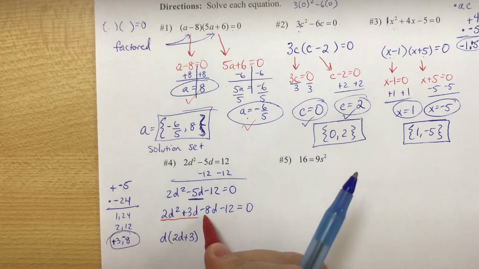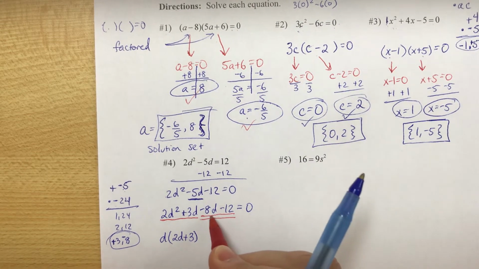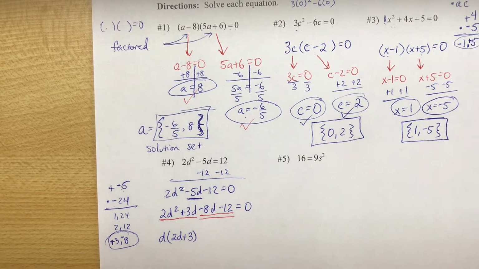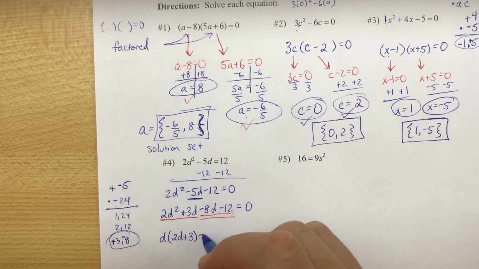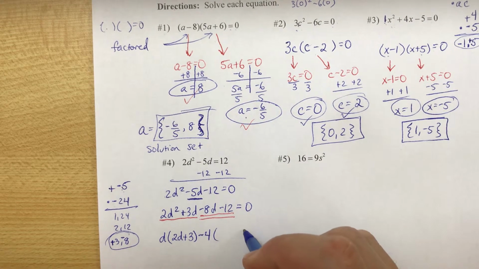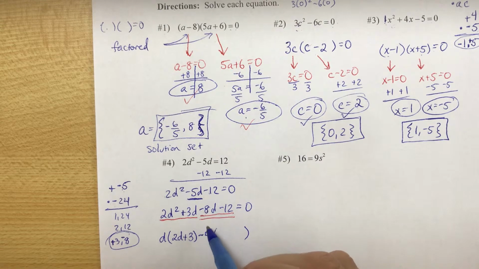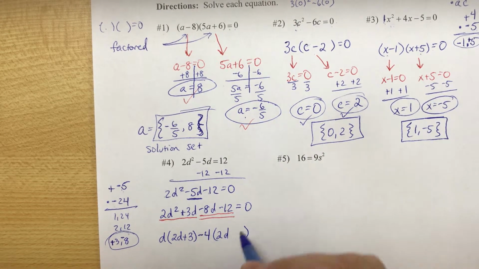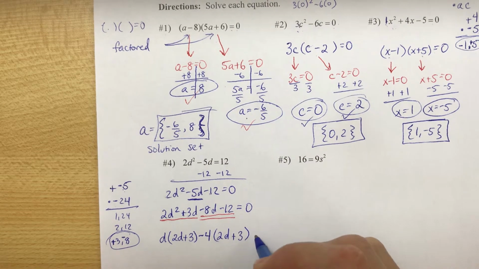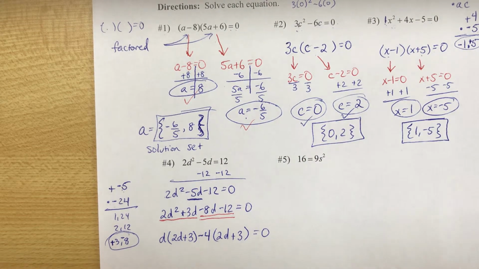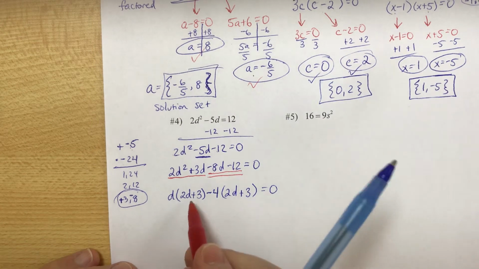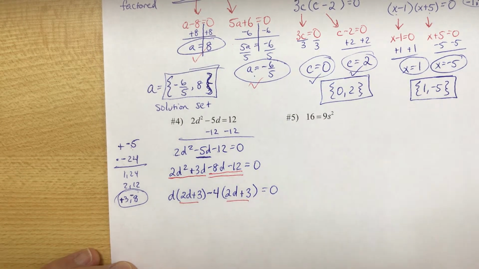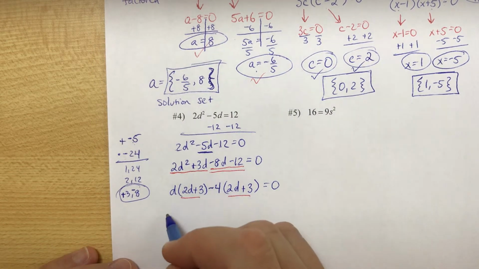Now the second pair, they're both negatives. 4 goes into those. I'm going to factor out negative 4. And the reason is, when we divide negative 8 by negative 4, we get positive 2d. Negative 12 divided by negative 4 is positive 3. And notice what looks really good is we have 2d plus 3. We have the same parentheses. We're going to factor that out.